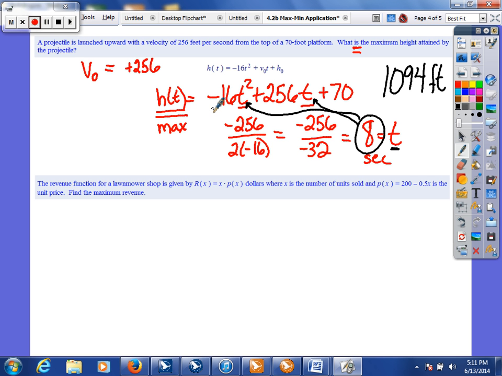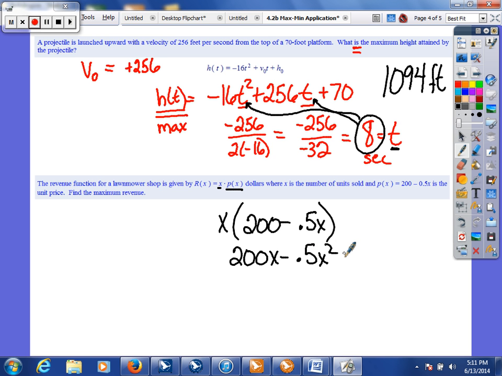Looking at the bottom one, the revenue function of a mower shop is given. X times P of X, where X is the number of units sold and P of X is given. Notice they gave you P of X. You don't have to find it. Awesome. So simply plug in what P of X is. So you distribute, guess what we end up getting? We end up getting a quadratic.